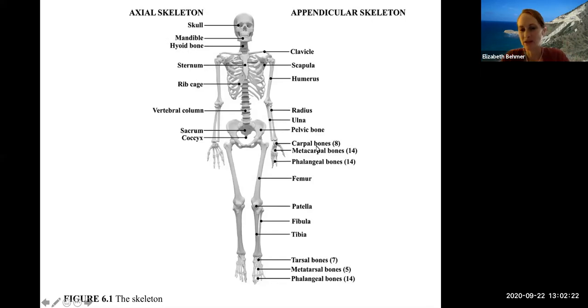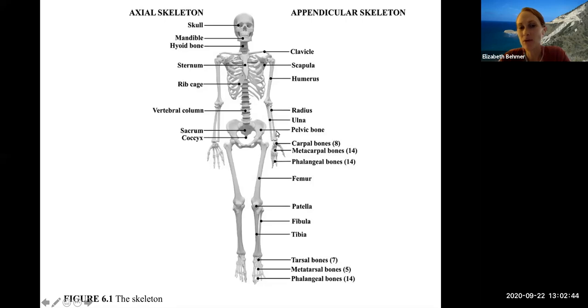The appendicular skeleton includes all of these bones. So your clavicle is your collarbone, you can feel that. Your scapula is your shoulder blade. Your humerus is the upper arm bone. The radius and ulna are parallel to each other. They crisscross each other when you cross your forearms to the front and the back. So that's your radius and ulna in the lower arm.